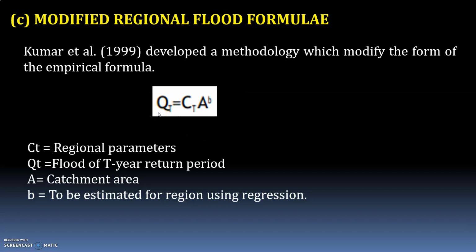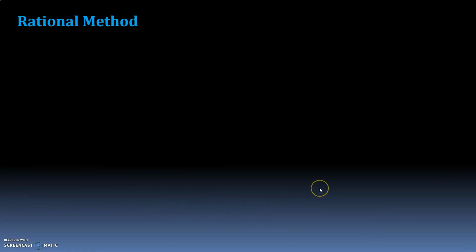The other two formulas are Q is equal to C A raised to 3 by 4, and Q is equal to C A raised to 2 by 3. But in this case, QT is equal to CT into A raised to the power B, where C is the regional parameter, that is a constant, Q is the flood discharge for T years return period, A is the catchment area, and B is again to be estimated for the region using a regression equation. These are all about the empirical formula.